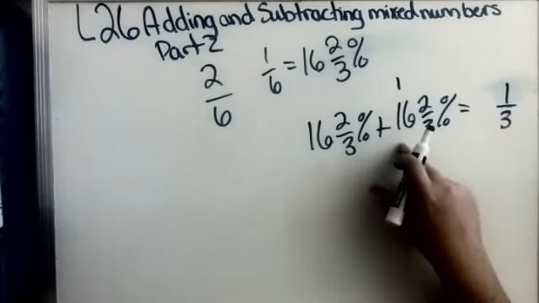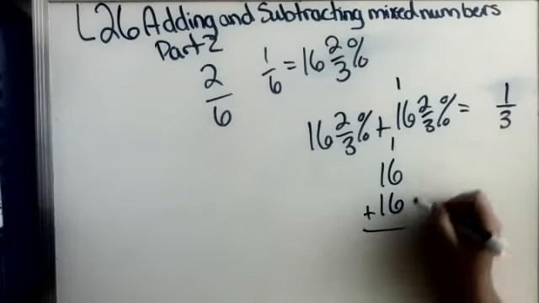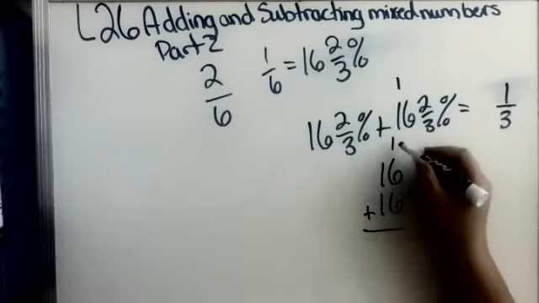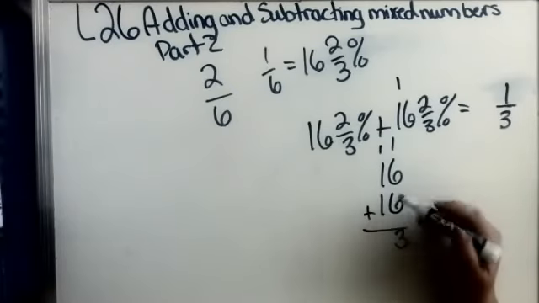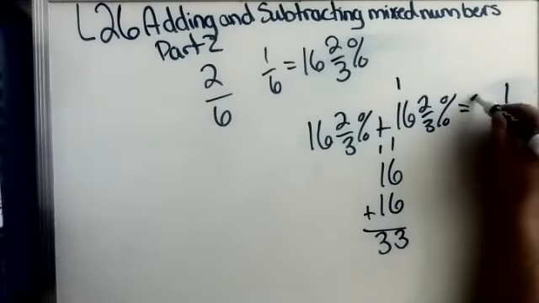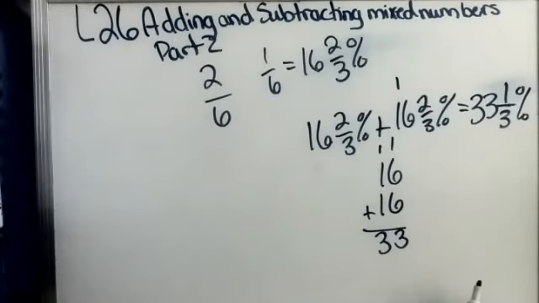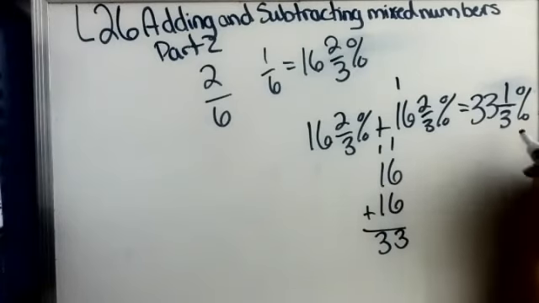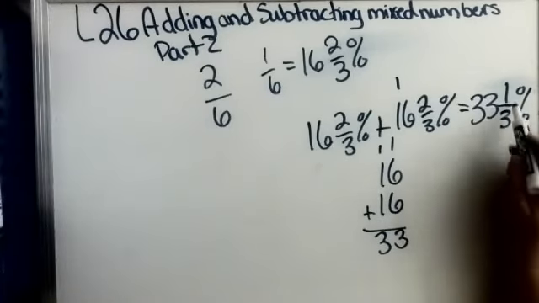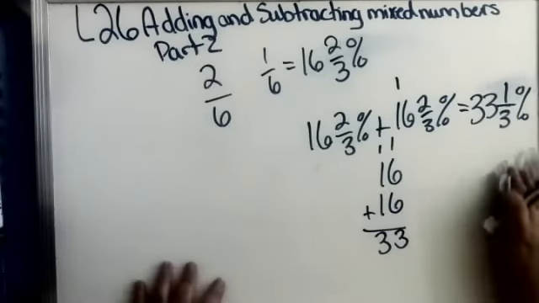And now I'm going to add my wholes. 16 plus 16 and 1. So 6 and 6 is 12 plus 1 is 13. Carry over 1, 2, 3. So you have 33 and a third percent. That's adding mixed numbers. I brought my denominator over just as normal, then I added my numerators. Because my numerator was bigger than my denominator, I had to carry it over into the wholes. Let's look at another one together.